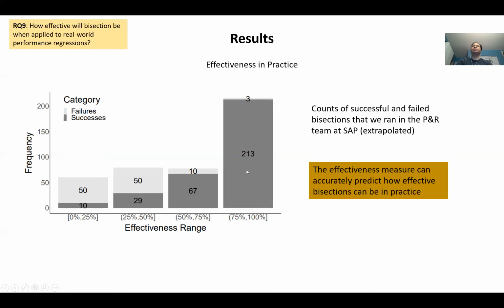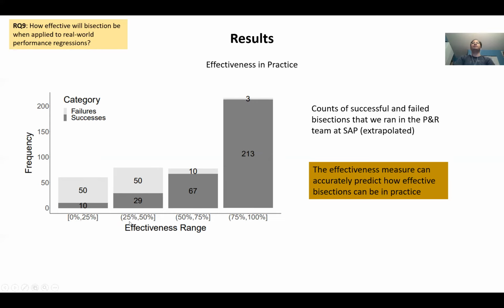This is extrapolated results because there's actually only 40 bisections that we conducted over the certain time period that I was looking at. And then I extrapolated it based on a few additional information that I described in the paper. So in this case, you can see that it actually correlates pretty well with what we expect. So for example, here, if the effectiveness is between 0% and 25%, the vast majority of the bisections fail, right? So 50 out of 60 of them fail, okay?